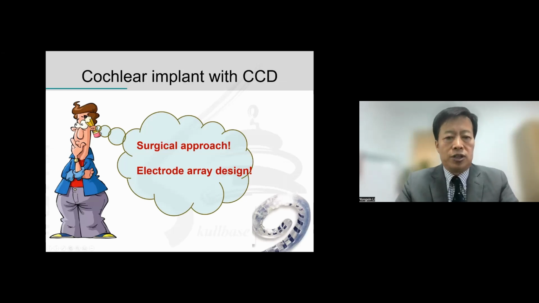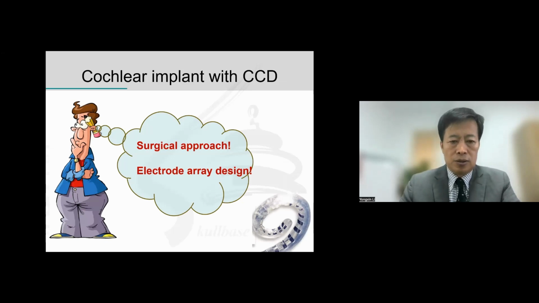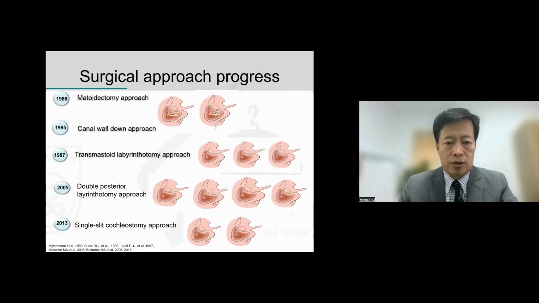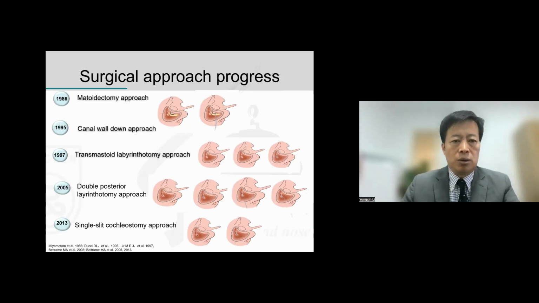So for common cavity surgery, what kind of surgical approach should be okay? And what kind of electrode array design should be suitable for the common cavity? Let's see the literature for the surgical approach.